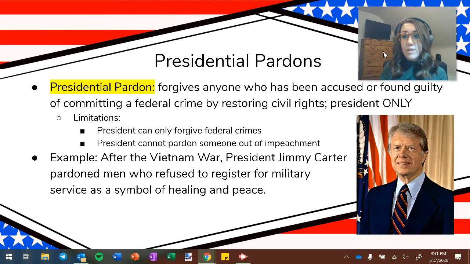Interesting. So here's an example of a president using a presidential pardon. I'm going to move this so you can see him. This is President Jimmy Carter. After the Vietnam War, which was a very controversial war if you have not learned about it, many people were not in support of it. It's still looked down on even today.